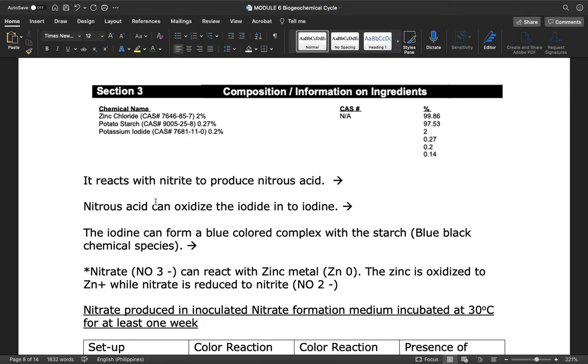Very important: without nitrite, your sample will not react with the Tromsdorf reagent at all.